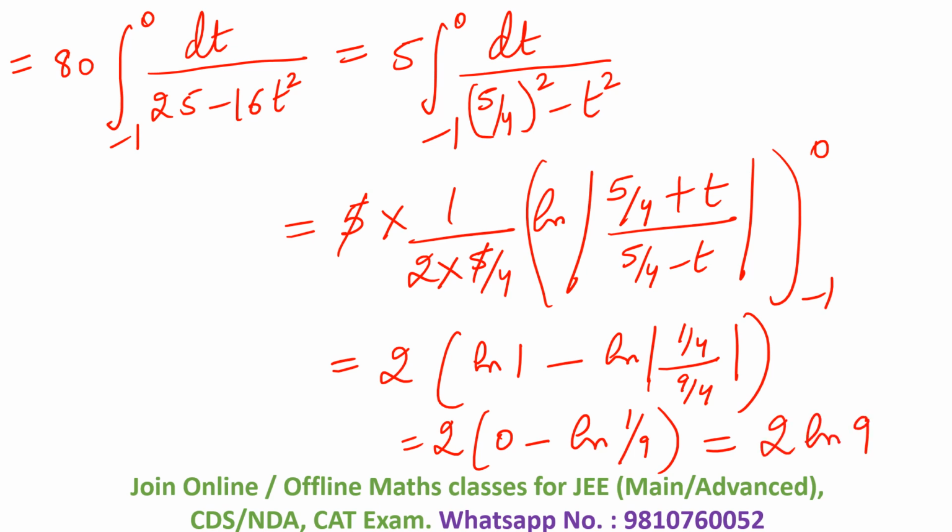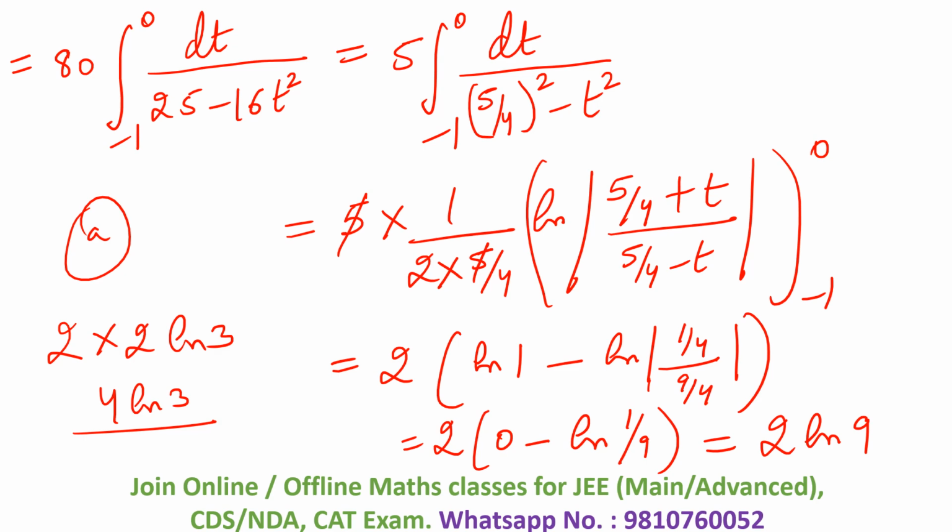Or this can further be written as, because log 9 is nothing but log of 3 square, so this can be written as 2 into 2 into log 3, or 4 log 3. Now students, option A is the correct one. Now we move towards the next question.